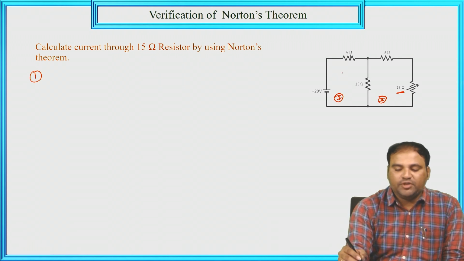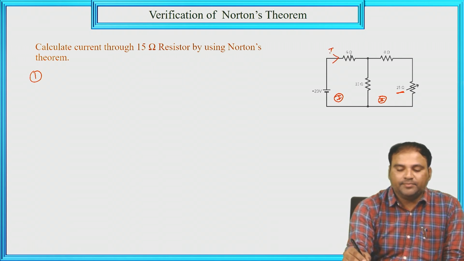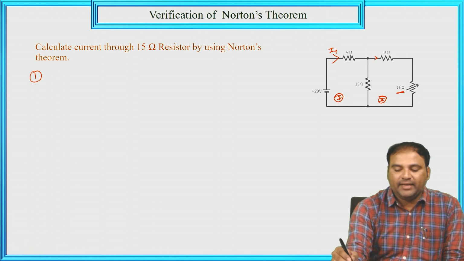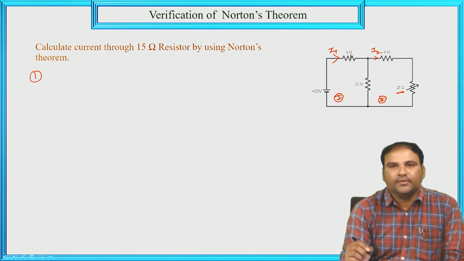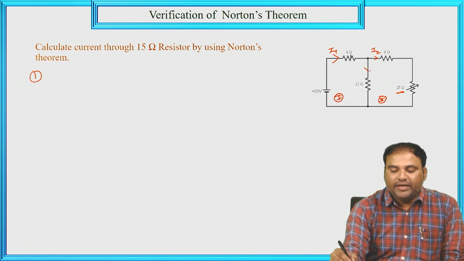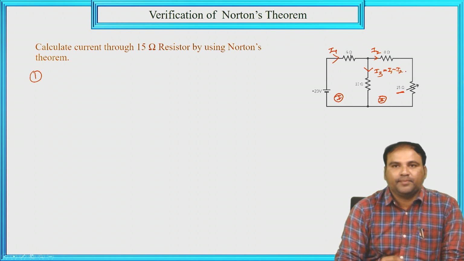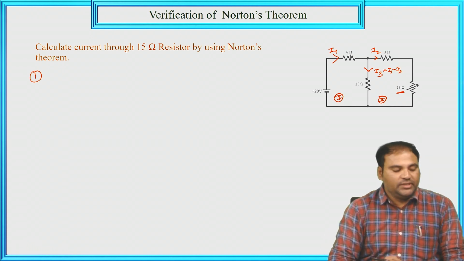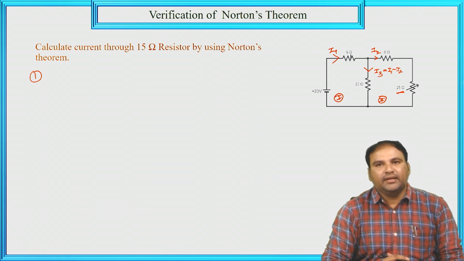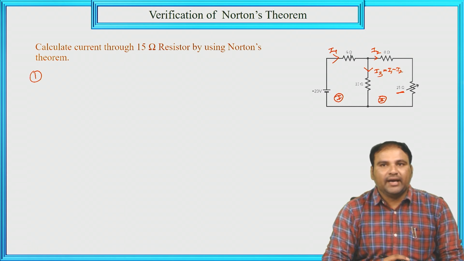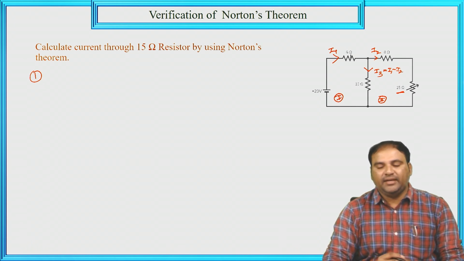The first loop current I am taking as I1 and the second loop current I am taking as I2. Okay. And at the 10 ohm resistor, the current is I3, where I3 is nothing but I1 minus I2. So the current through 6 ohm is I1, the current through 8 ohm is I2, and the current through 10 ohm is I3. I3 is nothing but I1 minus I2. So the difference of I1 and I2 is nothing but the current through the 10 ohm resistor, right?